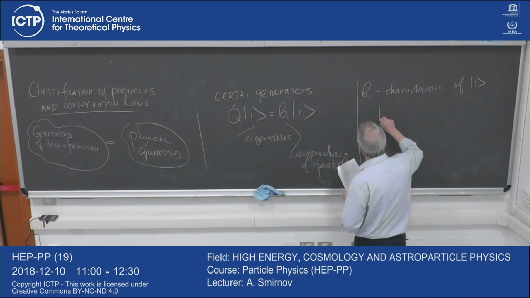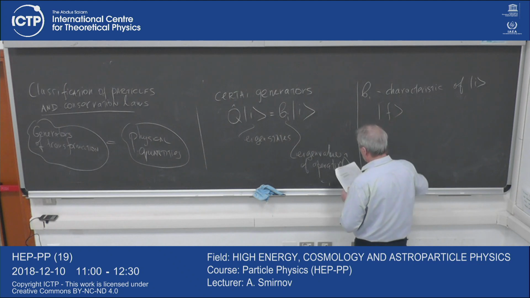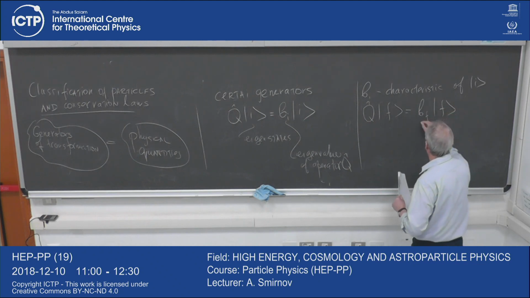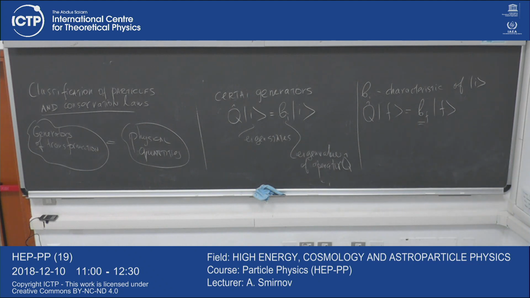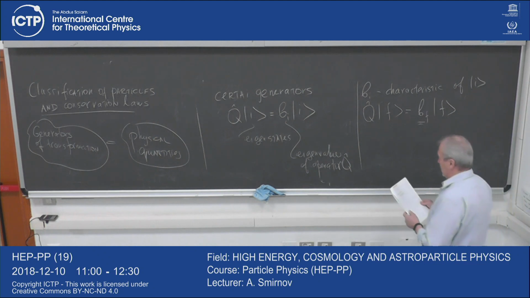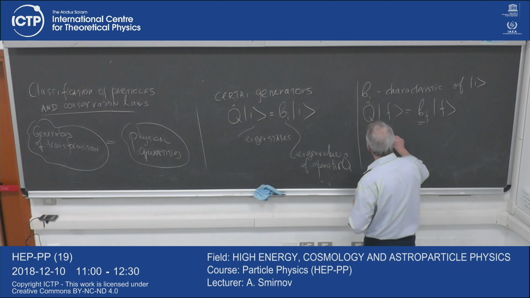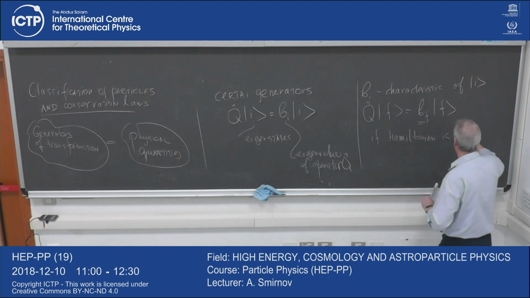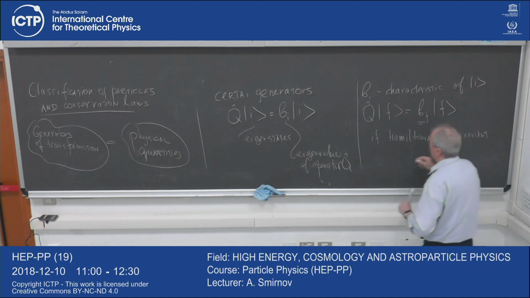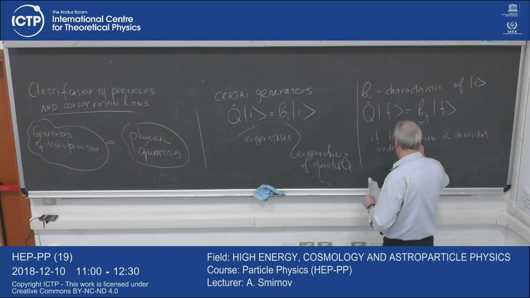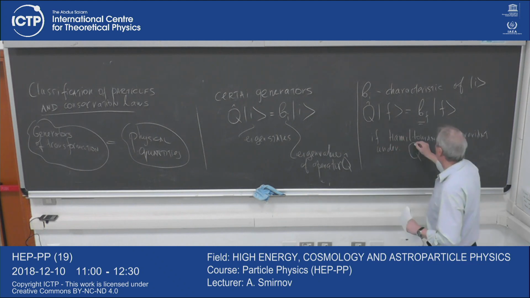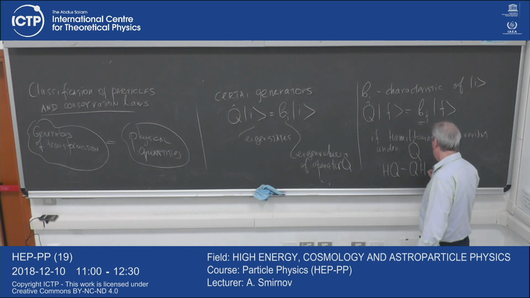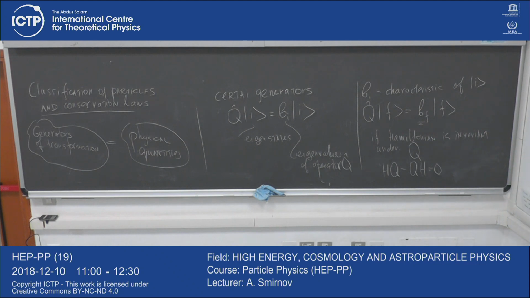Suppose we have another state, F, which has another eigenvalue, Bf, which characterizes state F. Now, if the Hamiltonian, or Lagrangian, is invariant under transformations given by Q, this means that HQ minus QH is 0 and commutes with Q, right?